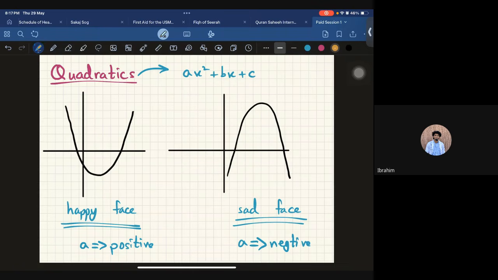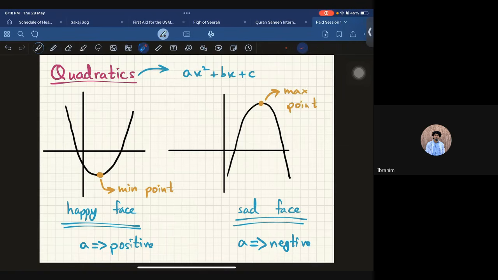What are these turning points called? So in a happy face curve, because the turning point is the lowest value of the graph, this will be called a minimum point. Whereas in a sad face graph, because the turning point is the largest value that the graph can have, it's called a maximum point. ठीक है.